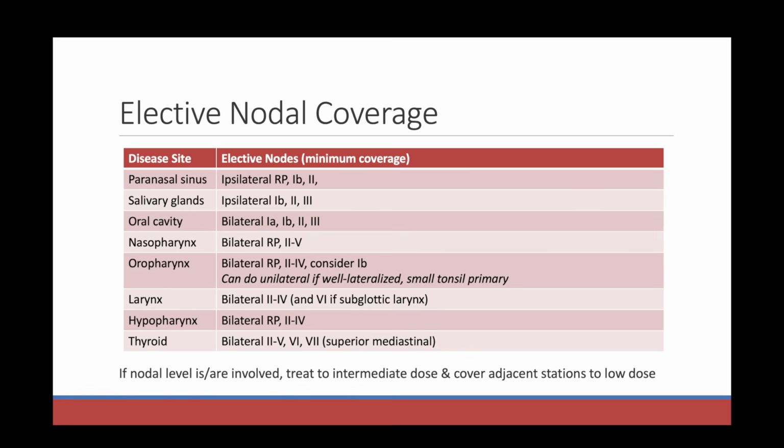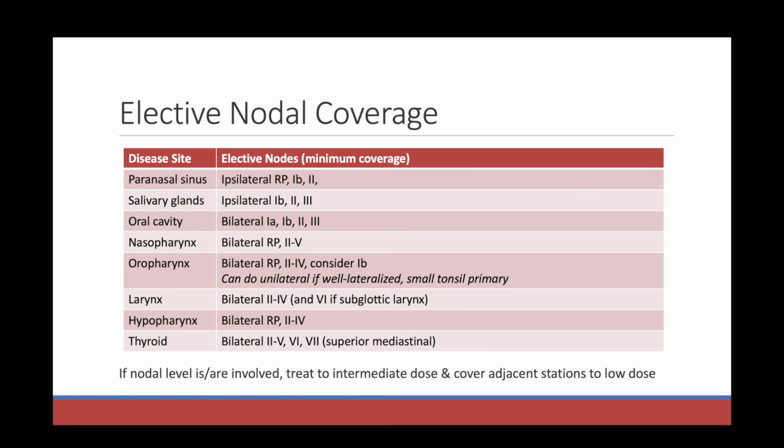We cover level 5 for nasopharynx. So nasopharynx, you're covering not only levels 2 through 4, but they have a high rate of, sometimes they can skip and metastasize directly to level 5. So you always cover level 5 electively.